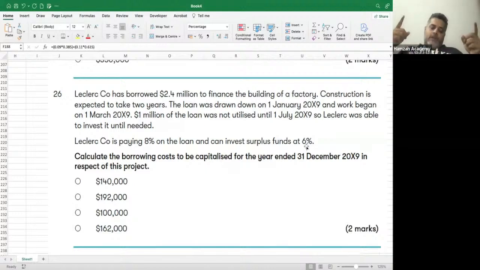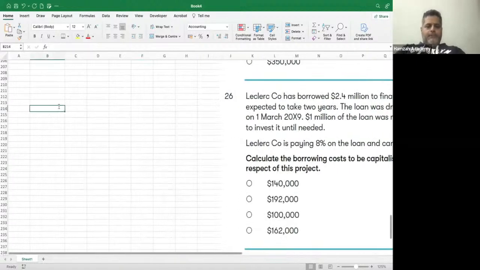We'll not have the total interest cost over here, right? If we are getting something as an income, we are going to net it off. Now let me just show you how we are going to do the amount.